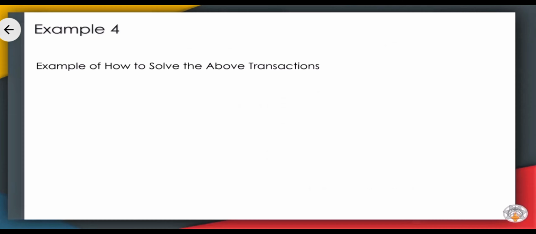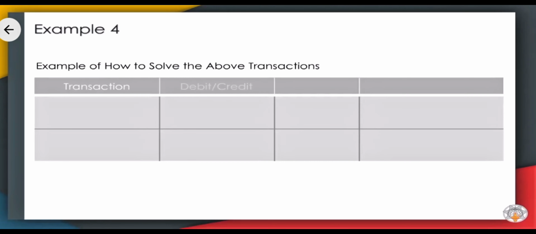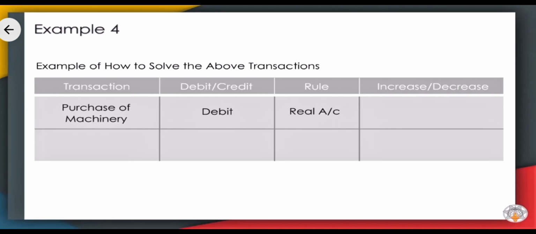Example of how to solve the above transactions. Transaction, debit or credit. Rule, increase or decrease. Purchase of machinery. Debit, real account. Increase. Payment through cash. Credit, real account. Decrease.